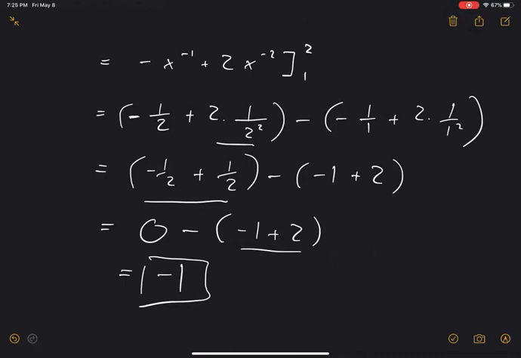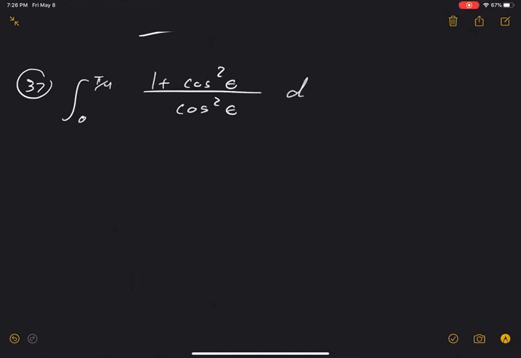All right. So we've solved several problems. I don't see any here in the chapter that are significantly trickier, except maybe let's do one more. Maybe some of this trig stuff is a bit trickier. Well, number 37, 0 to pi over 4, 1 plus cosine squared theta over cosine squared theta d theta.